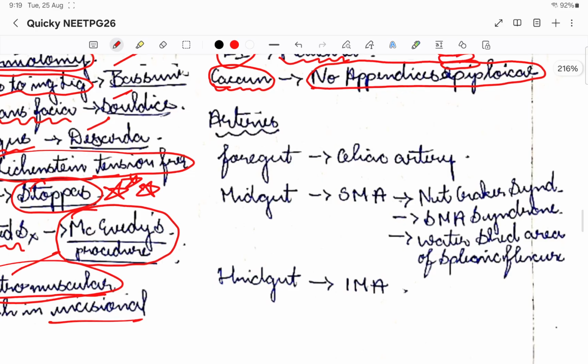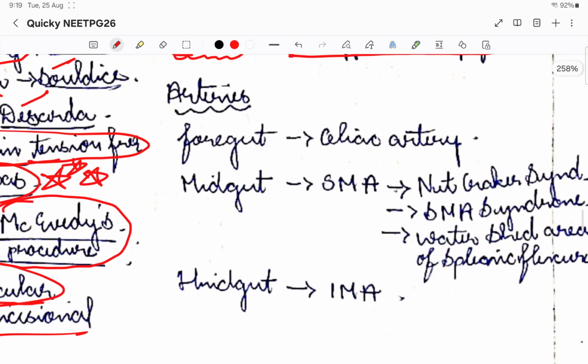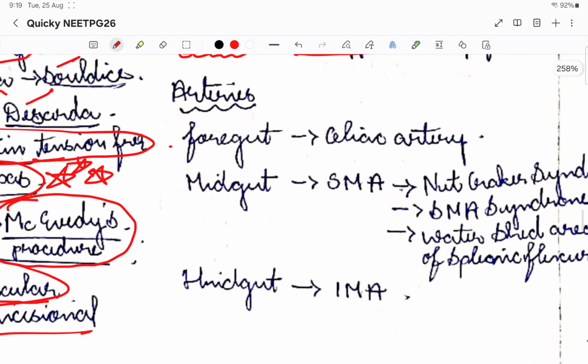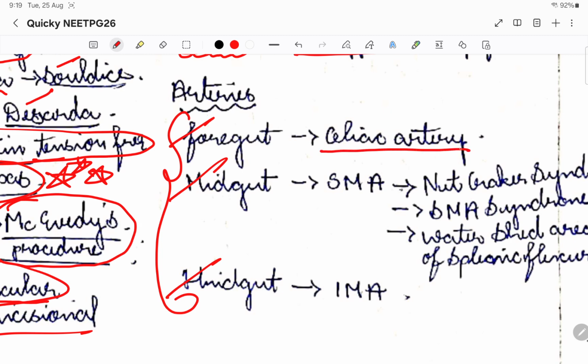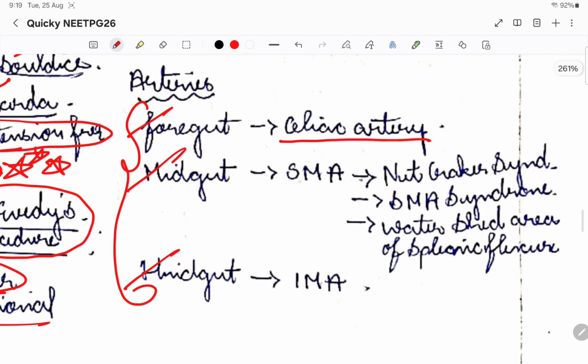Then the major arteries of the gastrointestinal tract, by foregut, midgut and hindgut, the three different parts of the GI tract. The foregut has its arterial supply from the celiac artery, the midgut from the superior mesenteric artery, and the hindgut from the inferior mesenteric artery. The superior mesenteric artery has clinical significance: nutcracker syndrome, SMA syndrome and the watershed area at the splenic flexure.